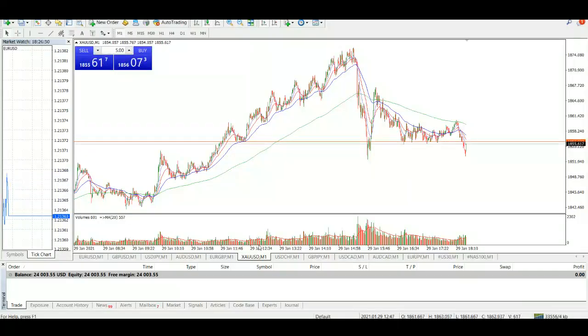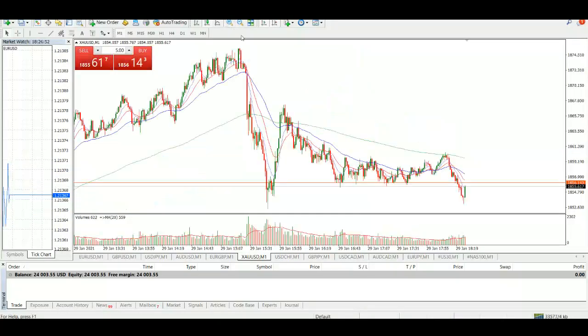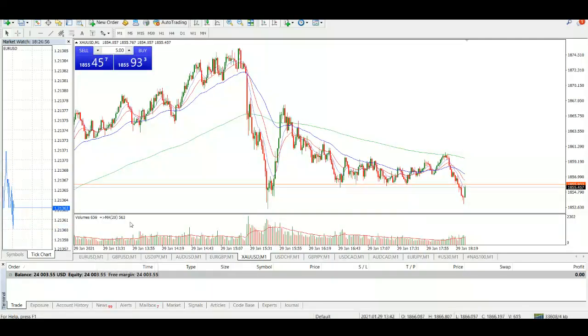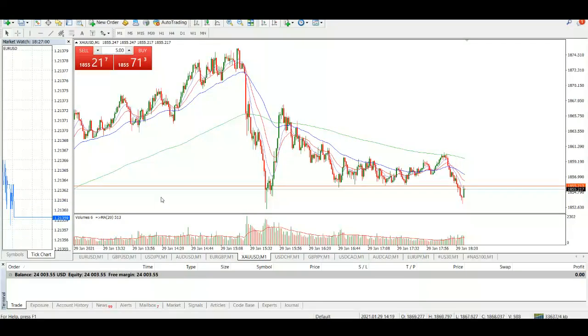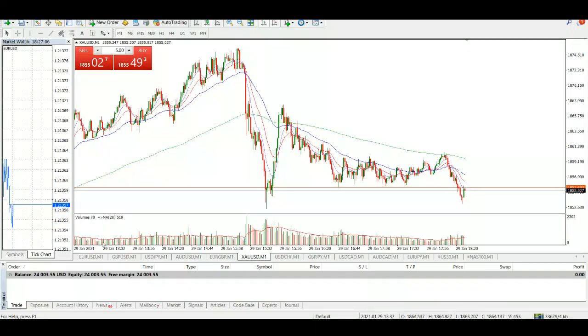So you need one metal. If you want, of course, you can trade only one chart. You can trade only, let's say, euro dollar. But the ideal is 4 or 5 currency pairs, 4 or 5 pairs with the least spreads. Choose the least spreads and trade them.